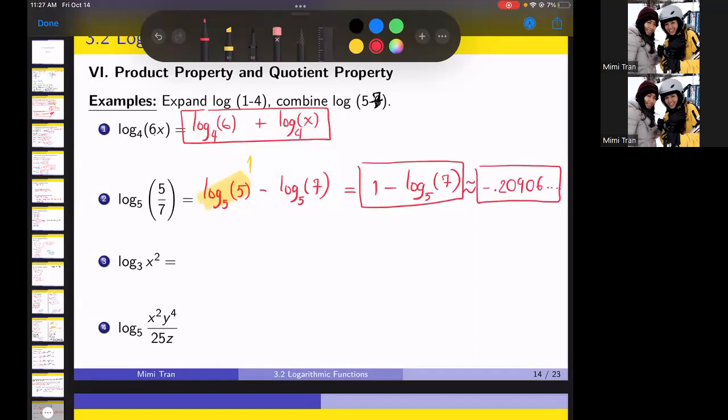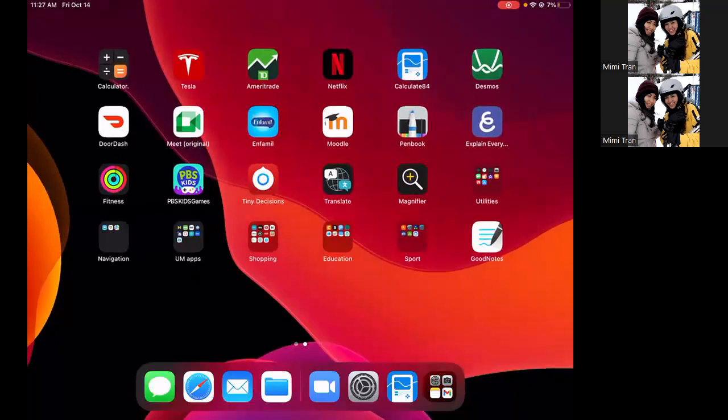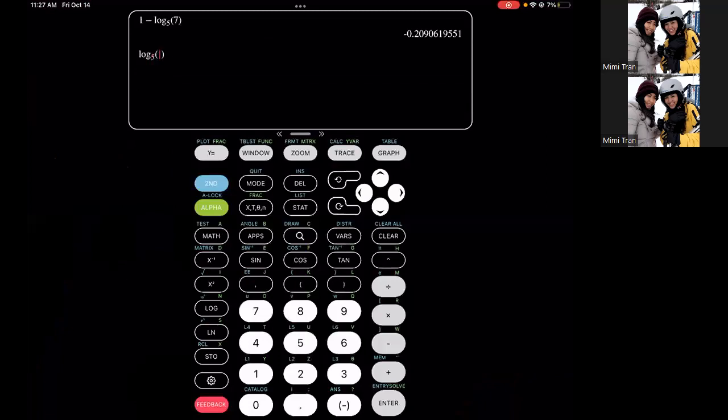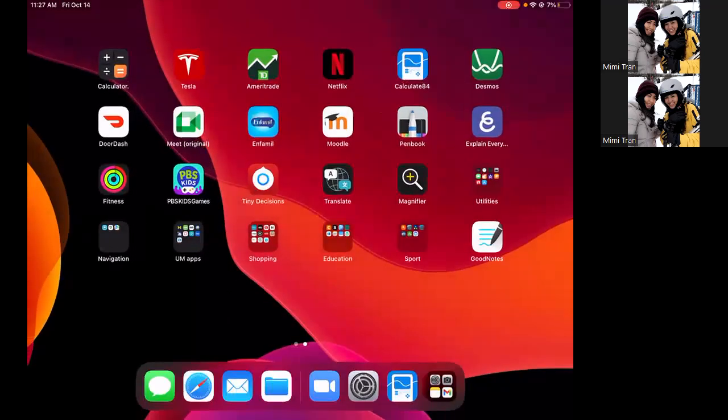I want to check if this is equal to the one I boxed. So let's check log base 5 of 5 over 7. Math again, base 5. You can do 5 divided by 7, but I'm going to show you how to do a fraction, because apparently it's not as simple as that. So I'm going to do Alpha, Frac, then 5 over 7. They're equal. So yes, we have the right answer. See, on the exam, you can check your answer any way you want.